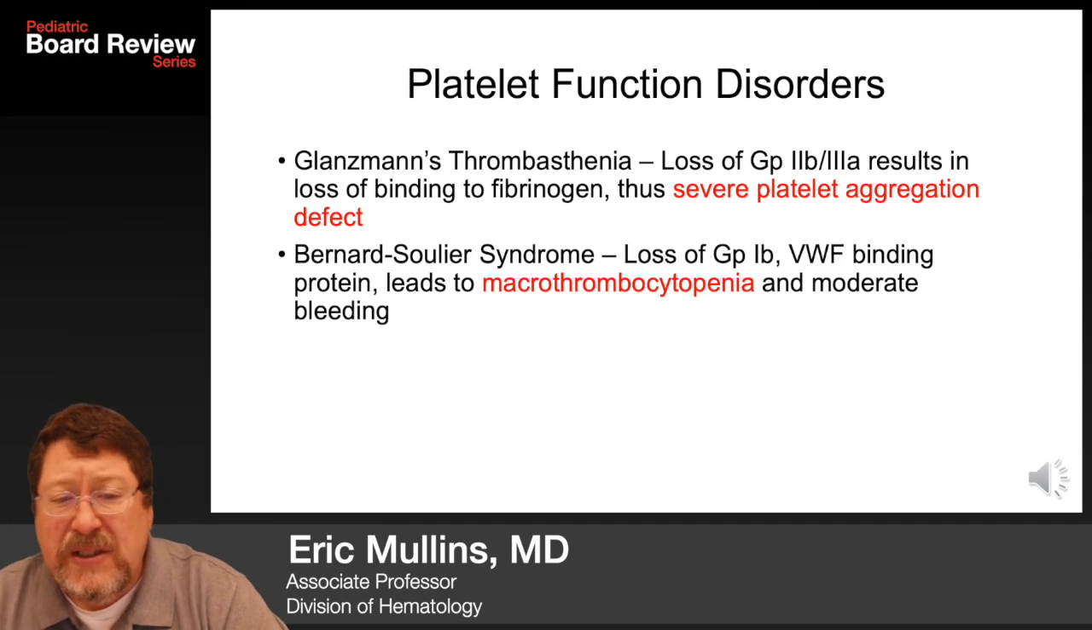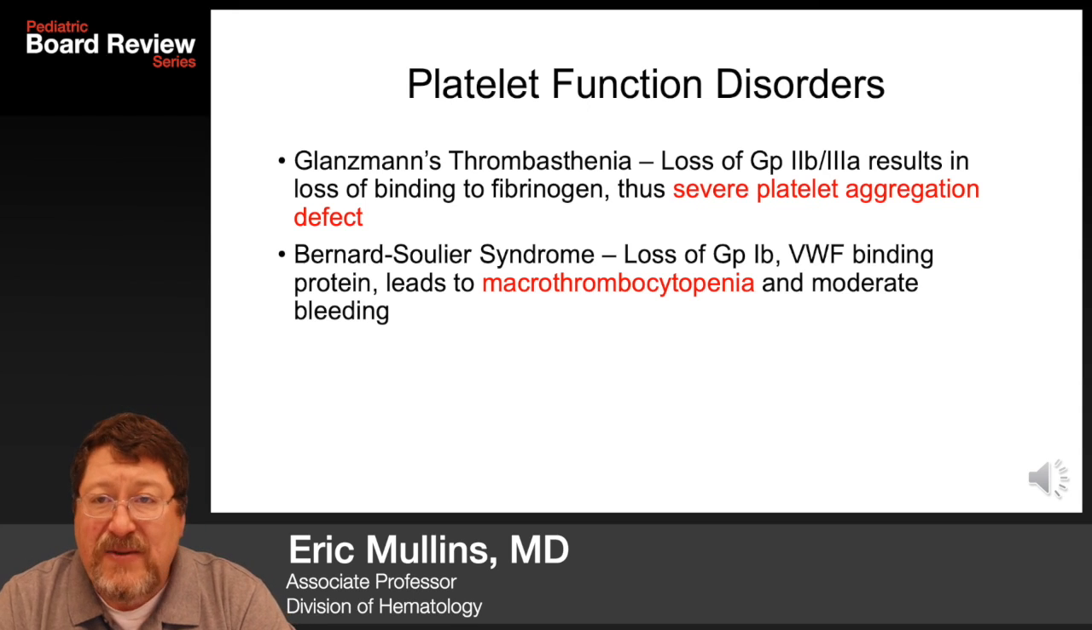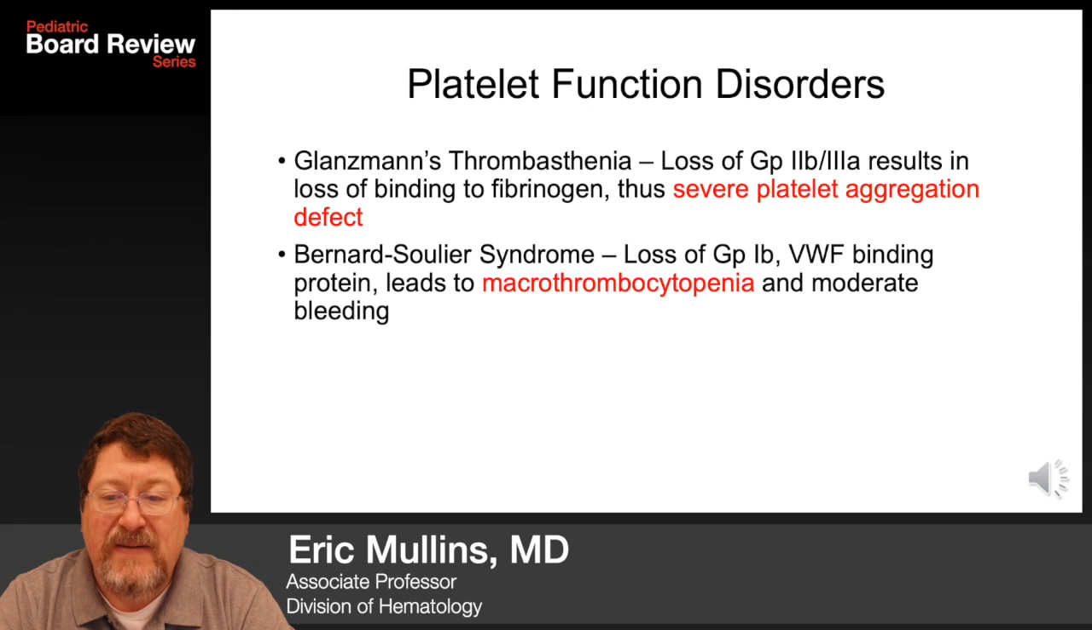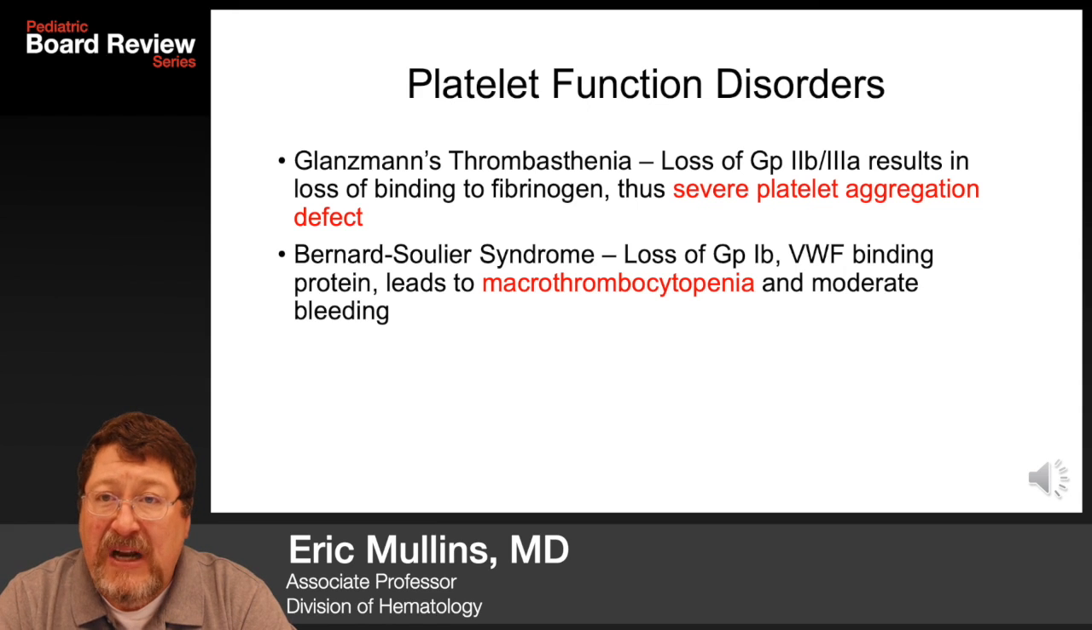So platelet function disorders may also be a cause of bleeding. And there are a host of platelet disorders, but probably the two you would need to know about are Glanzmann's thrombasthenia and Bernard-Soulier. And Glanzmann's, remember I told you that fibrinogen is absolutely required for platelet aggregation. So Glanzmann's is the loss of the fibrinogen receptor on the platelet surface. So if you, again, can't bind fibrinogen, you cannot have platelet aggregation, and this is a very severe platelet defect. These patients have really severe bleeding and spontaneous bleeding syndromes.